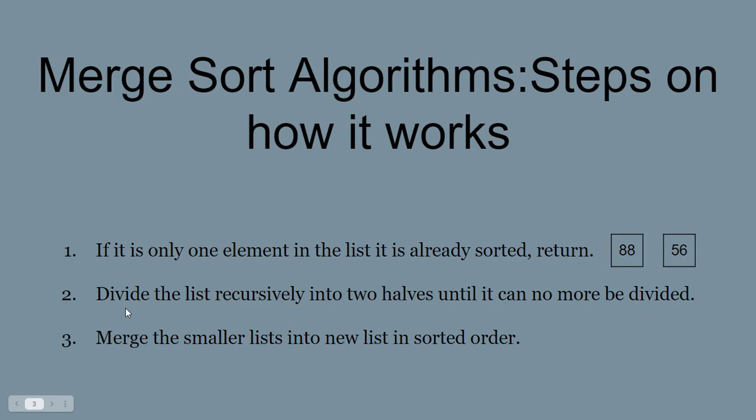So whichever list we have, the second part of the algorithm is that we have to divide it up to the point where we cannot divide it anymore. That means we only end up having lists of one element, as you can see, 88 and 56. And then when we have divided everything into smaller lists containing one element, we have to start merging the smaller lists.